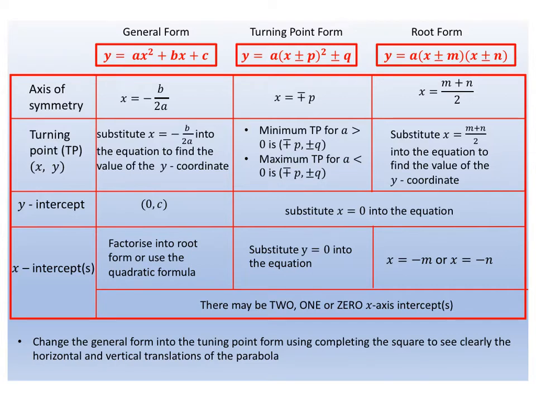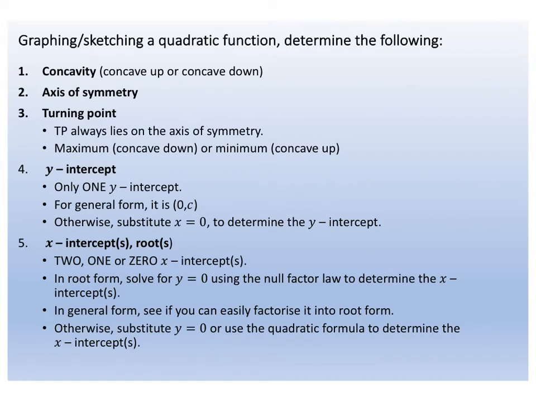You know for the general form what the axis of symmetry is, and then for the turning point form, you can actually find the turning point and the axis of symmetry by going through the equation. And the root form, you need to work out the axis of symmetry. Now, I'll leave you to read this yourself rather than going through it. For graphing or sketching a quadratic function, you must remember the 5 things.